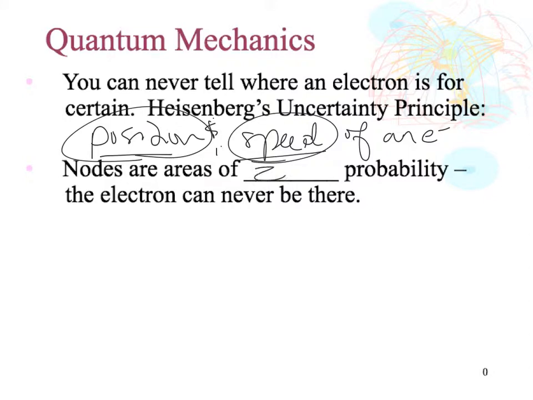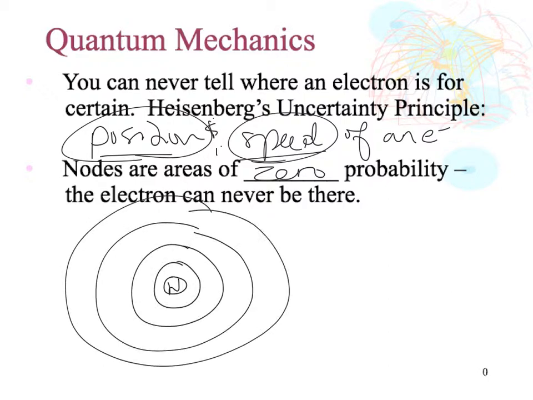There are areas, though, of zero probability where we can say it absolutely never is, and those are called nodes. So one of the interesting things in quantum physics is that these little rings that we draw in Bohr's model of the atom are considered orbitals. These are the wave functions, areas of high probability where probably we're going to find the electron. These areas in between are called nodes, zero chance of ever finding them there.